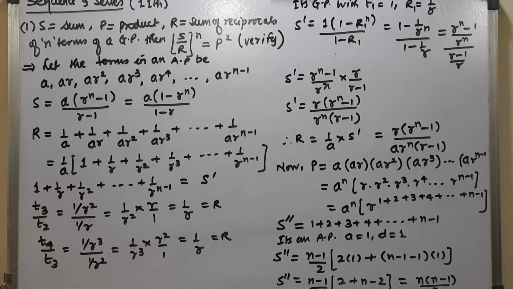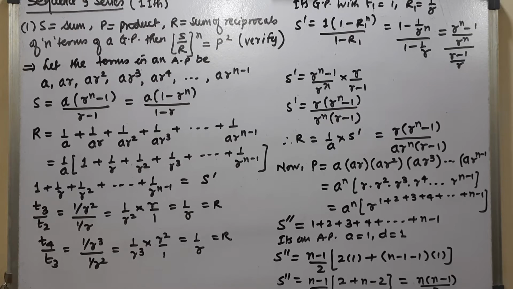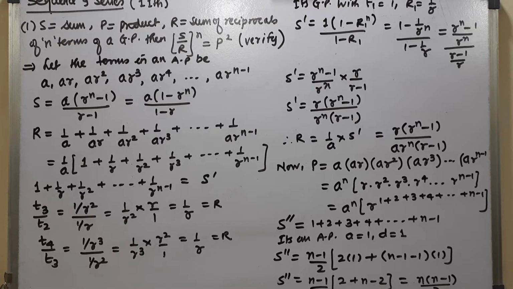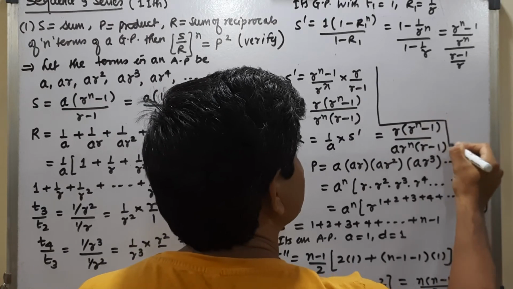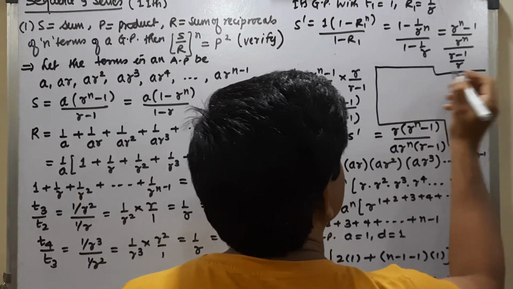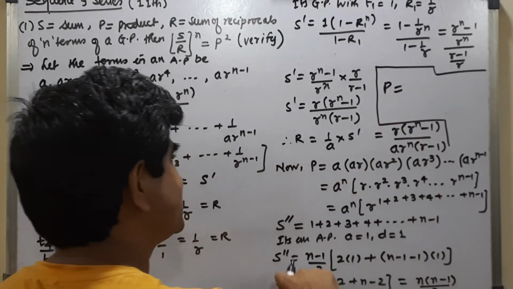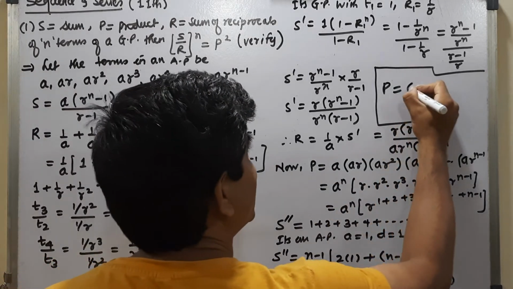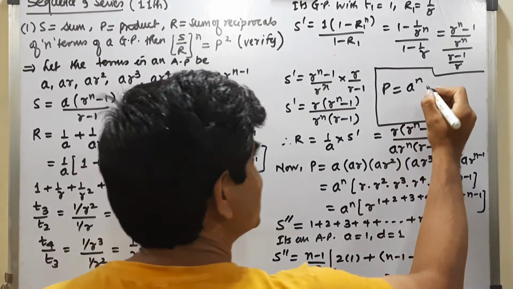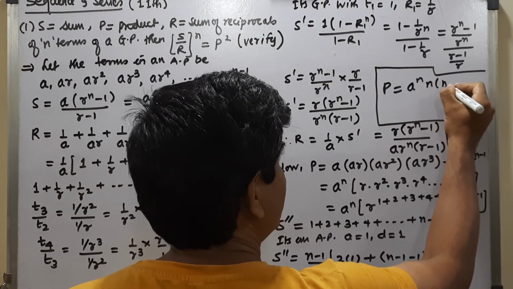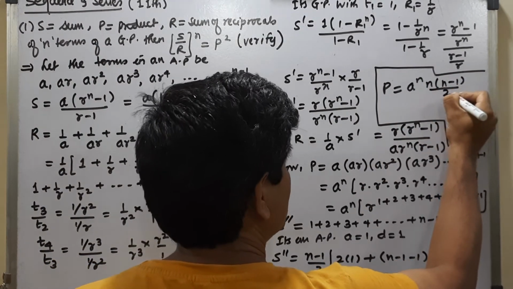Now your P will be nothing but the multiplication of these two. I don't have space over here, but I will write it somewhere here. So now my P becomes a raised to n into S double dash, that is a raised to n into n into n minus 1 by 2.